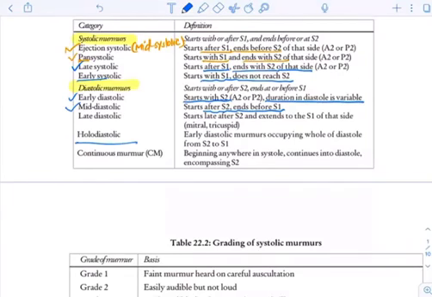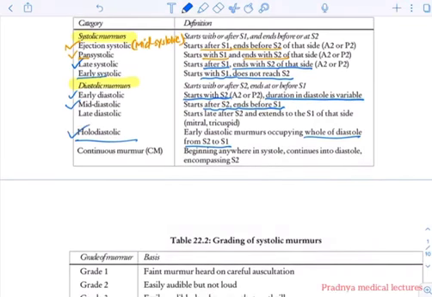Then holodiastolic: murmurs occupying the whole of the diastole from S2 to S1. As we progress further, we will understand that as the severity of the lesion increases, the diastolic murmur duration also increases. This is why an early diastolic murmur can become a mid diastolic and also come in the late diastole. So it is holodiastolic in character.